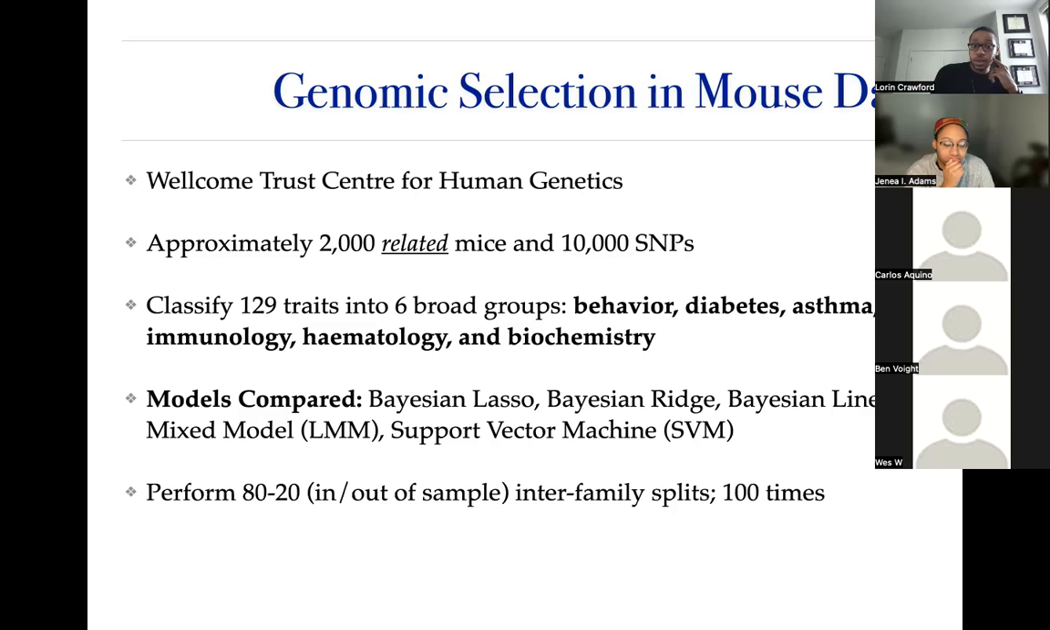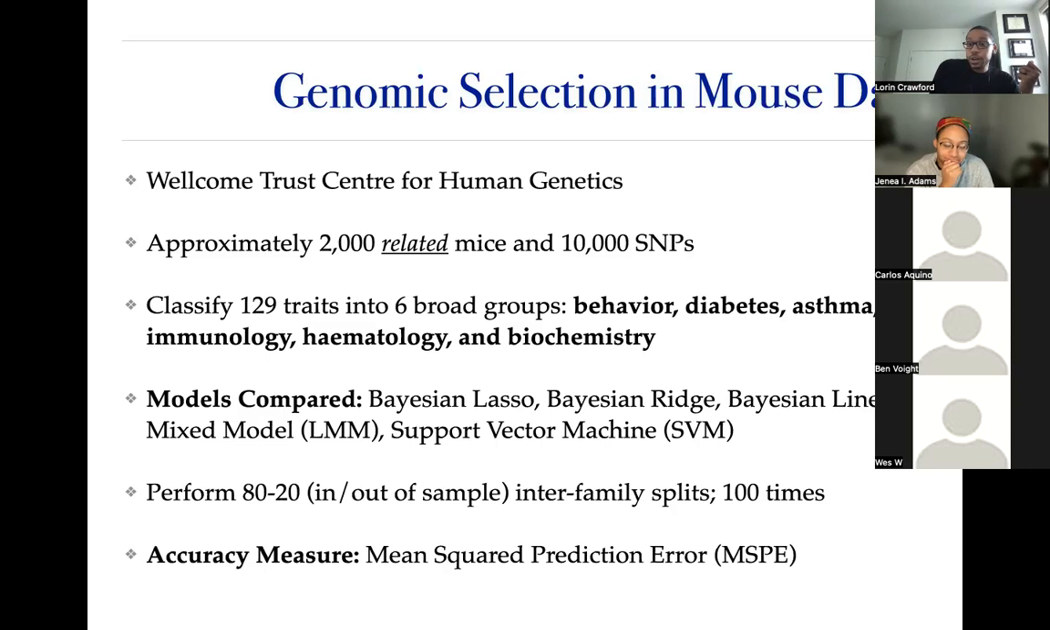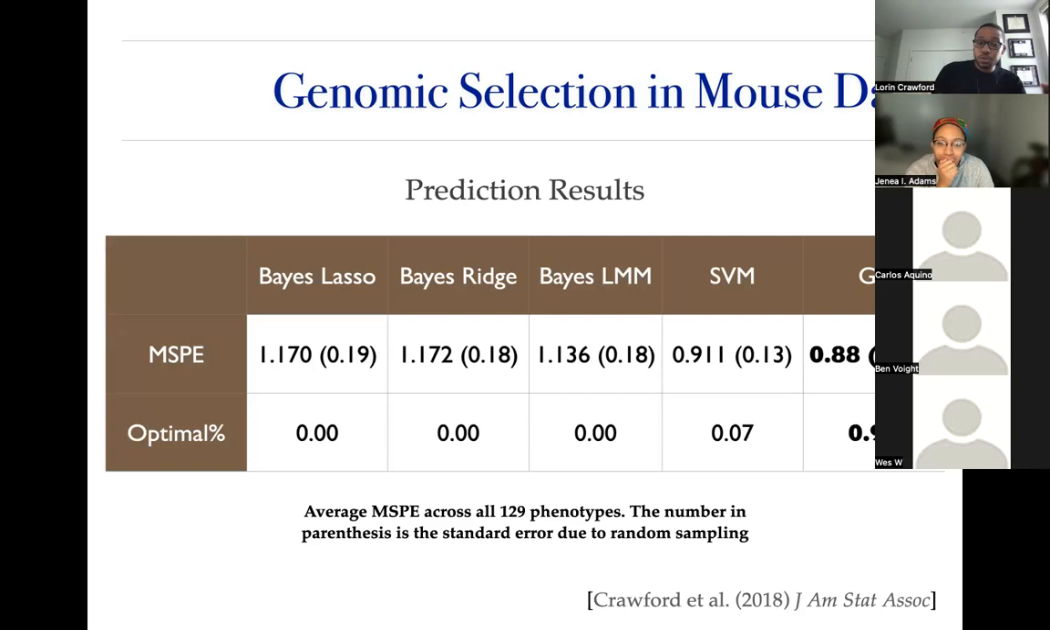Okay. We're going to perform 80-20 out of sample splits, and I'm going to use mean squared error as my loss to determine how well a model is doing in terms of prediction. Okay. So across all 129 different traits, here's the overall mean squared error across all of them. As you can see, the SVM and the GP plus my effect size analog do quite well, right, in terms of doing prediction out of sample versus these other linear models.